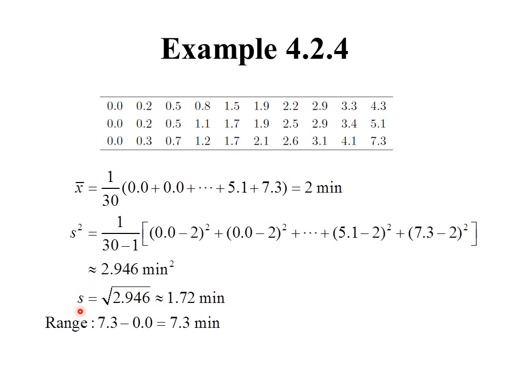The sample standard deviation S is just the square root of the variance. So the square root of 2.9 is about 1.73, 1.72. And then the range, you take the maximum value minus the minimum value, you get 7.3. So that's all there is to calculating these summary statistics. Maybe a little bit tedious, but not terribly complicated.